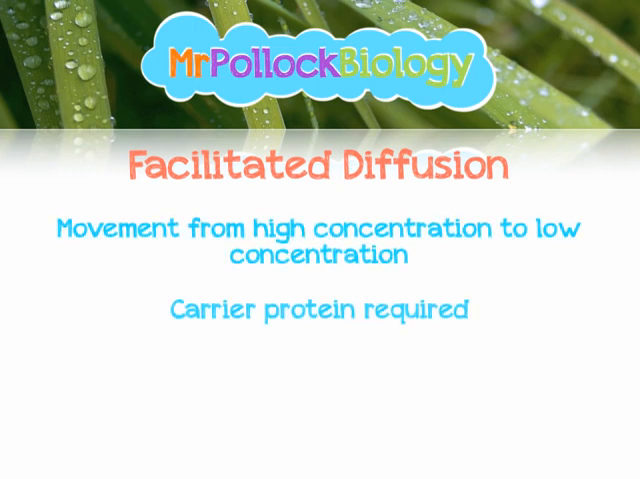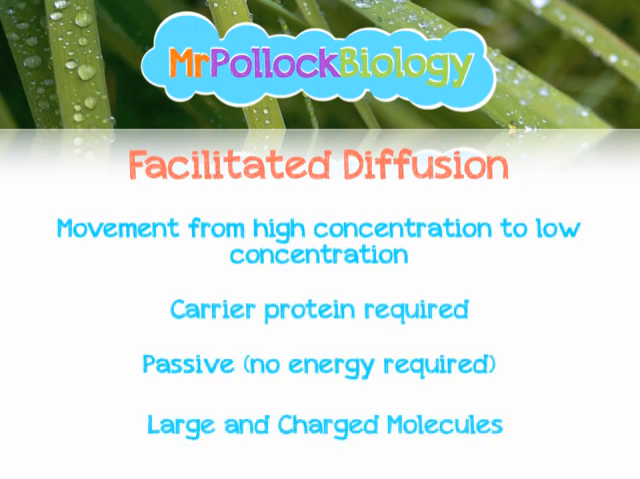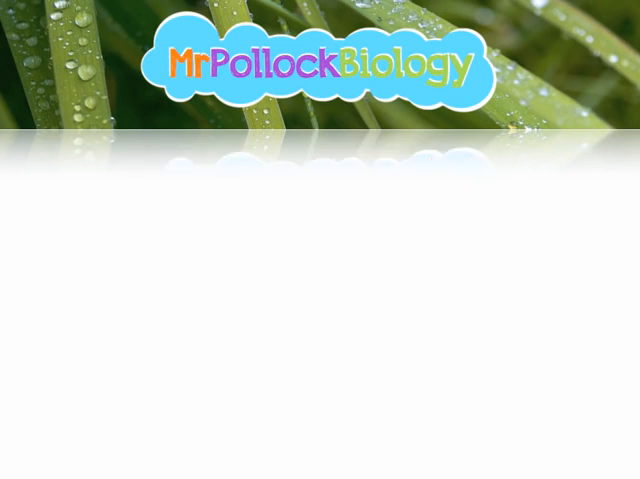So some key features here. Again, high concentration to low concentration. This time we need a carrier protein, and no energy required. And this is used to transport large molecules, like glucose, or charged molecules, like ions, across the cell membrane. Finally, we're going to look at active transport.